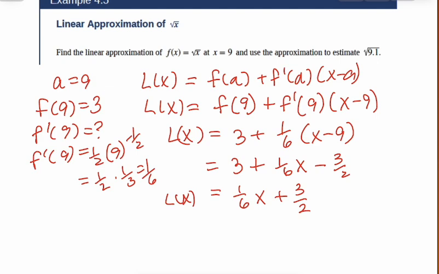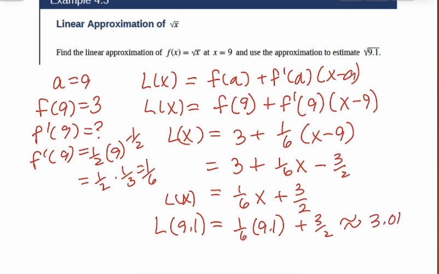So if we want to approximate the square root of 9.1, this formula gives that approximation to us. We just got to plug in 9.1. So it's going to be 1/6 of 9.1 plus 3/2. Now, if we throw that into a calculator, that is approximately 3.0167.